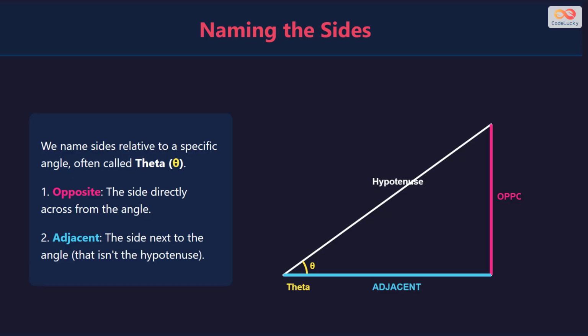Aside from the hypotenuse, the names of the other two sides depend on which angle we are looking at. We usually label our angle of interest with the Greek letter theta. The side directly across from theta is called the opposite side. The side next to theta, that is not the hypotenuse, is called the adjacent side.